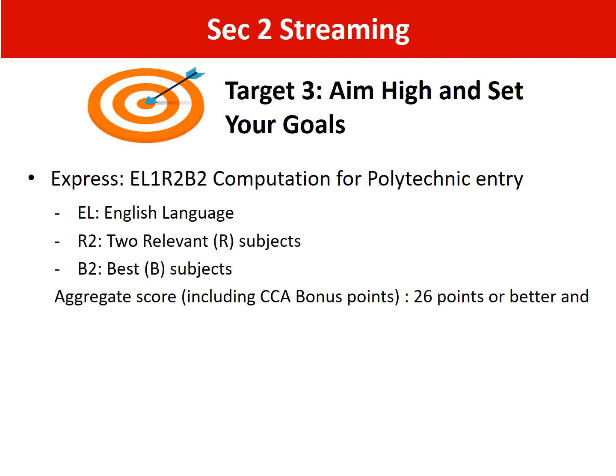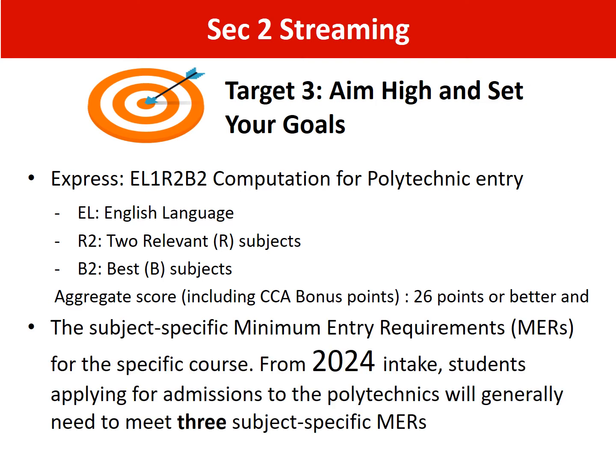Some students may want to pursue a polytechnic education after the O-levels. EL1 R2 B2 is the competition for polytechnic entry. EL is the English language, R2 are 2 relevant subjects, and B2 are the best 2 subjects. To apply to a polytechnic, the aggregate score, including CCA bonus points, should be 26 points or better. And there is the subject-specific minimum entry requirements for the specific course. From 2024 intake, students applying for admissions to the polytechnics will generally need to meet 3 subject-specific minimum entry requirements.